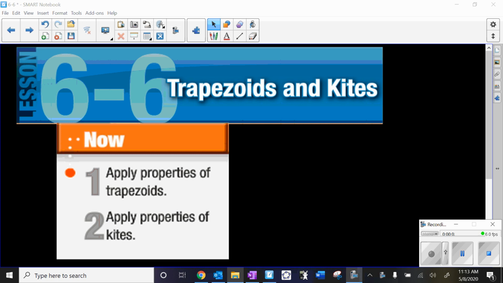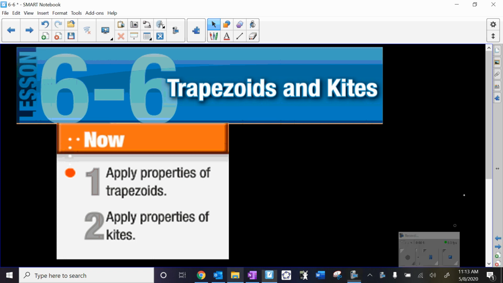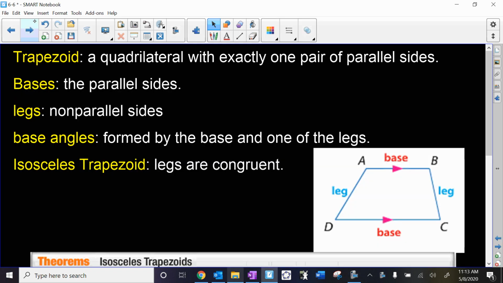Finally, in Chapter 6, we're going to look at trapezoids and kites. These are the last two types of quadrilaterals that we're going to deal with. So we're first going to deal with the properties of trapezoids, and then we're going to look at properties of kites. So first off, what is a trapezoid?